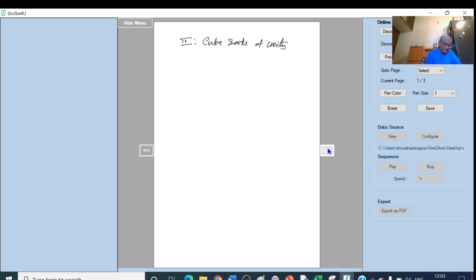What are the cube roots here? Cube roots of unity means the cube root of 1. Let me take this equal to say x. Definitely we get 3 values here. For cube roots of unity we get 3 values. If I cube this one, then we get x cube is equal to 1, or we write x cube minus 1 is equal to 0.